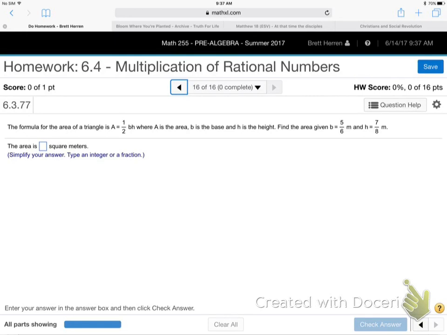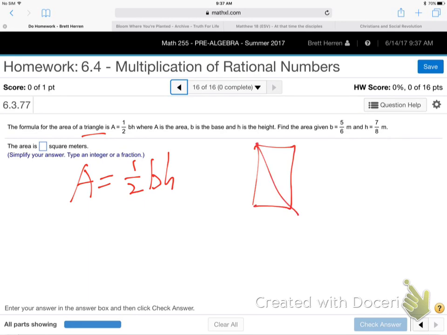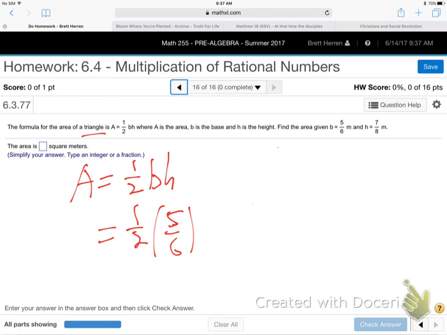Okay, so area of a triangle. Do you remember the area of a triangle formula? It's a half base times height. Yeah, you got to remember that because a triangle is half a rectangle, huh? If you had a whole rectangle, you cut it in half. See, there's a triangle. It's half a rectangle, isn't it? So that's where the half comes from in the formula. So basically, they want me just to go a half times the base, which is 5/6, times the height, which is 7/8. There we go. And just carry that out.